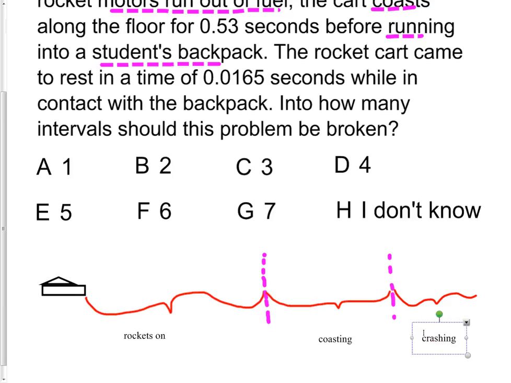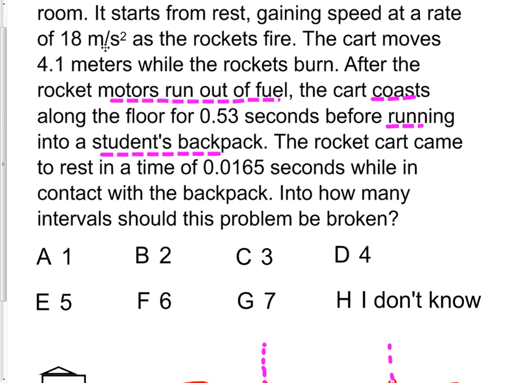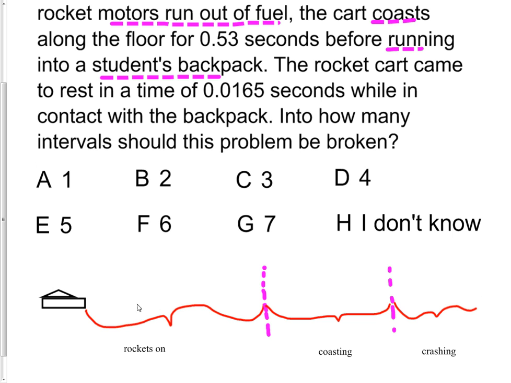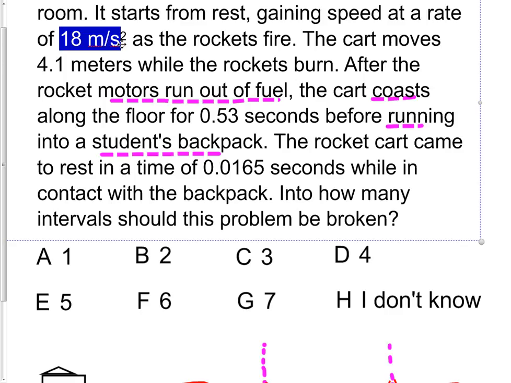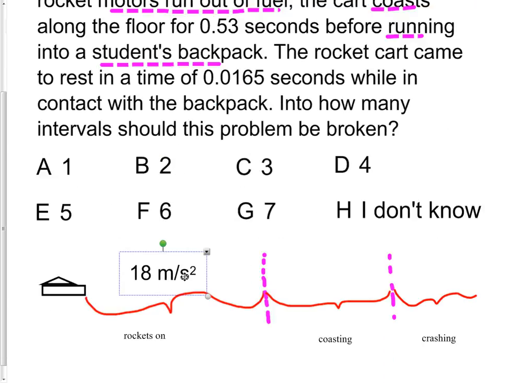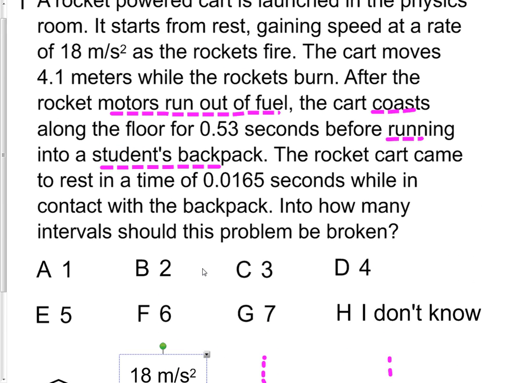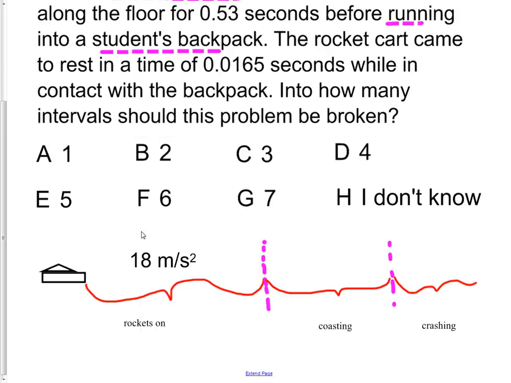And from the problem, what I would know is the VI of the rockets on, it's 0, starting from rest. I'd know the acceleration as the rockets were firing, so I'd put that 18 meters per second squared of acceleration here while the rockets are on. Since I've got VI and the acceleration, and I've got the distance, the 4.1 meters, which would also be during the rockets on part, those 3 pieces of information would allow me right here to find VF.